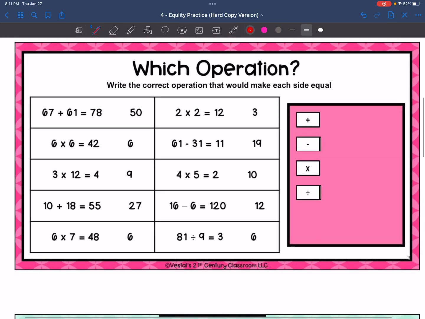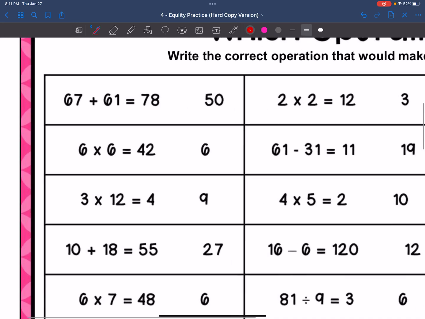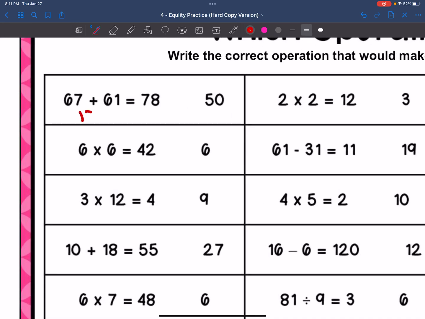Which operation? So you've got to figure out which operation would make each side equal. So you can either use adding, subtracting, multiplying, or dividing. So 67 plus 61 is 128. So we've got to figure out 78 and 50. Are we going to add, subtract, multiply, or divide?